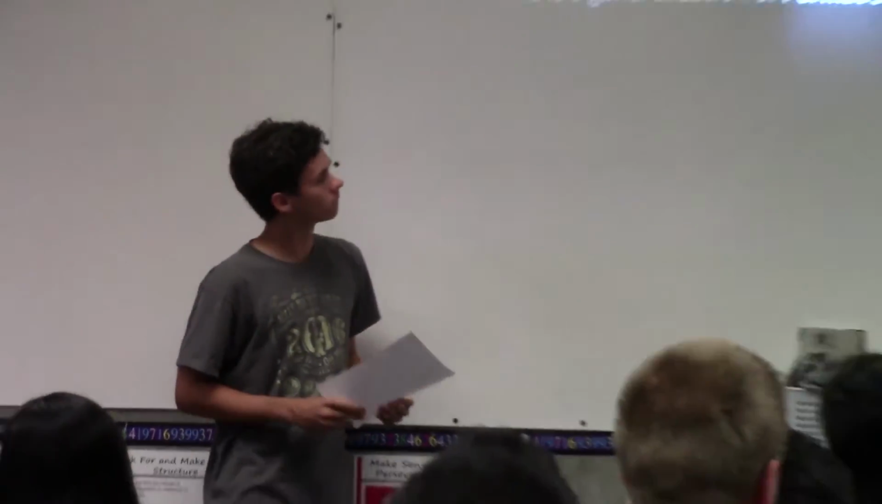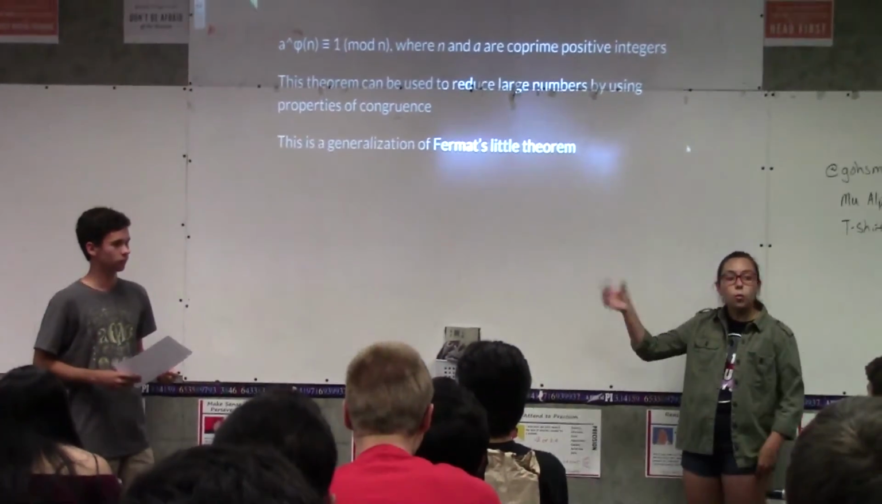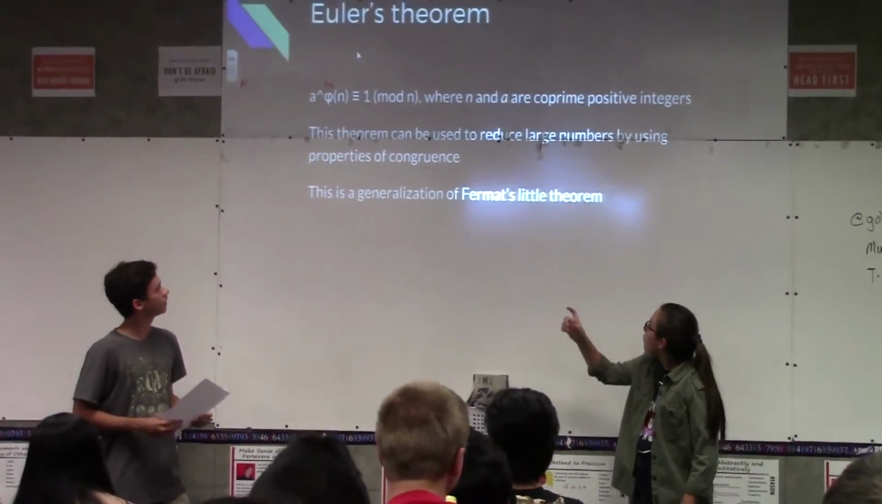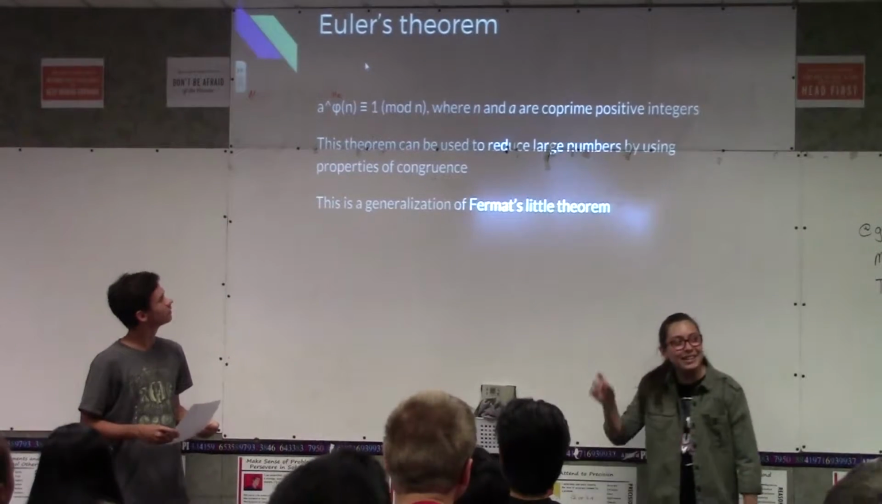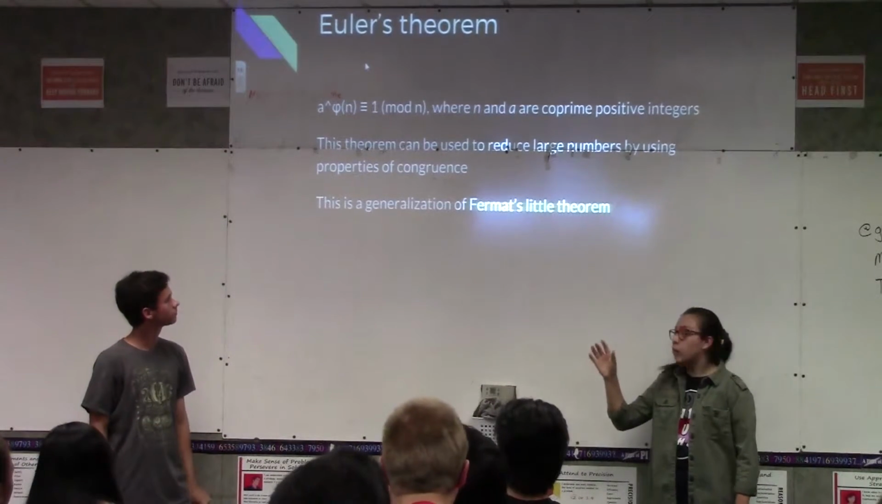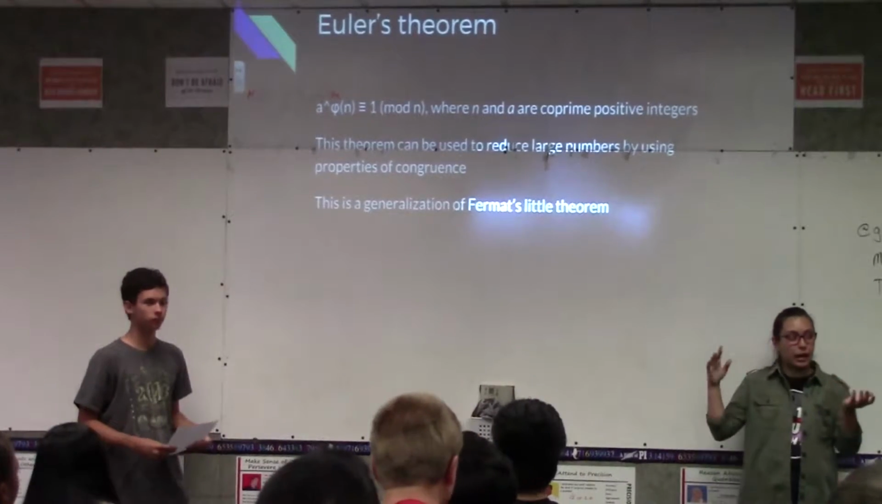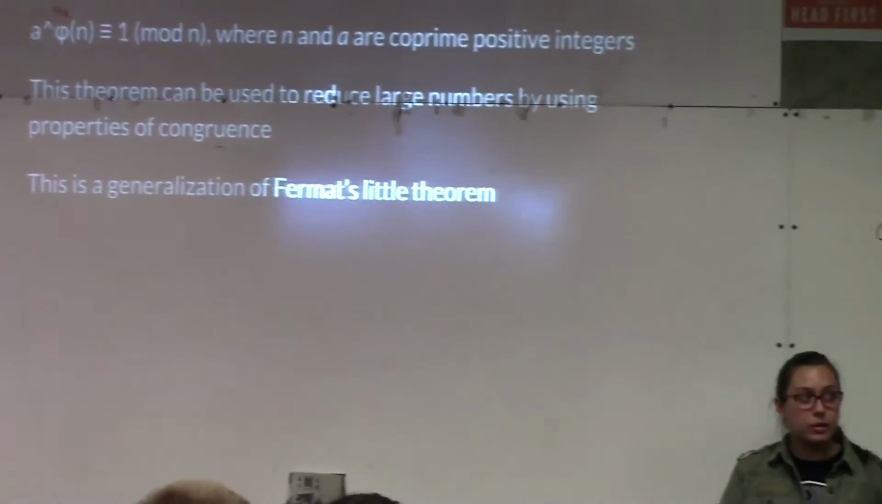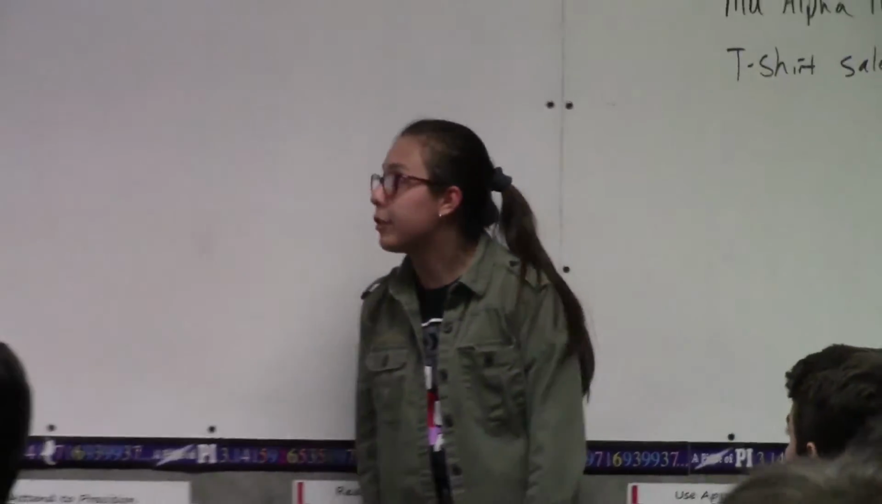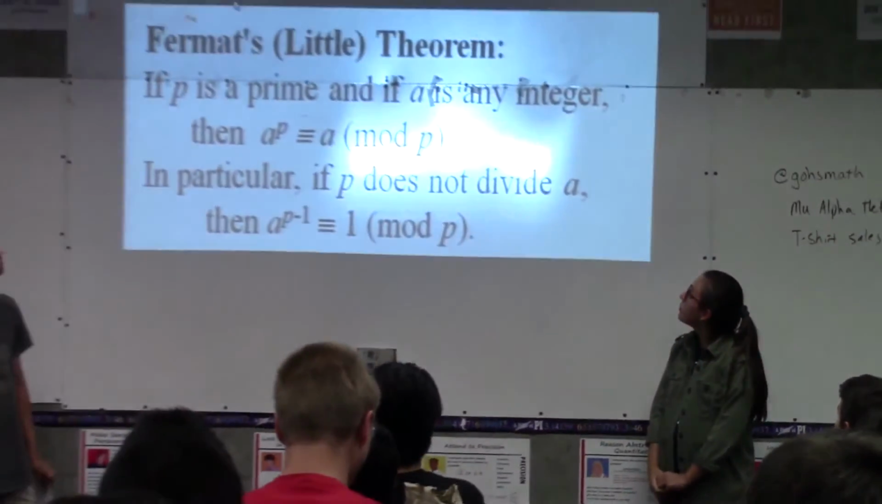Okay, and now this is Euler's theorem. It's a to the phi of n equals 1 mod n, where n and a are coprime positive numbers. We use this theorem to make really big numbers way smaller. We're using the properties of congruence, and this is a generalization of Fermat's theorem.